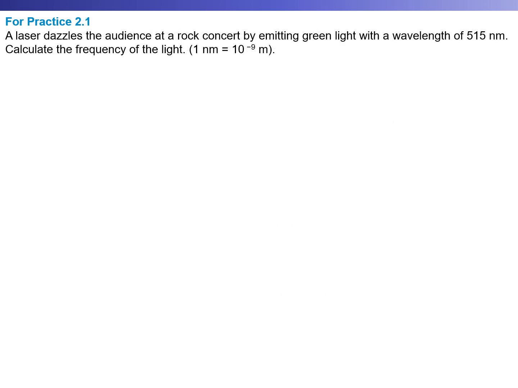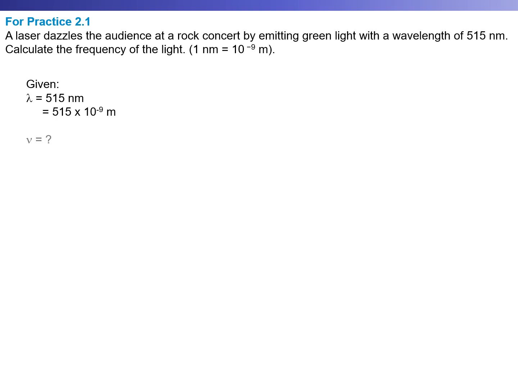All right, so here's our first problem, and we're being told that we have a green light with a wavelength of 515 nanometers, and we need to figure out what the frequency of that light is. And they're even giving us a conversion factor, where 1 nanometer is equal to 10 to the negative ninth meters. So I always like to start with what we're given, and what we're given is 515 nanometers, and we're going to go ahead and convert that into meters. So we could just say 515 times 10 to the negative ninth meters.